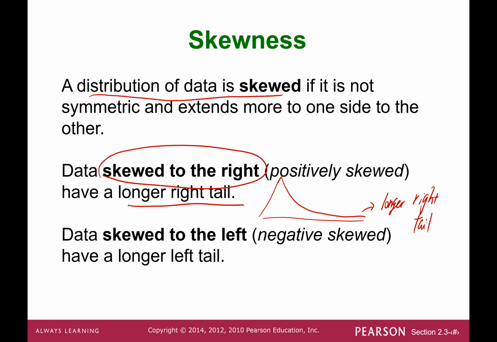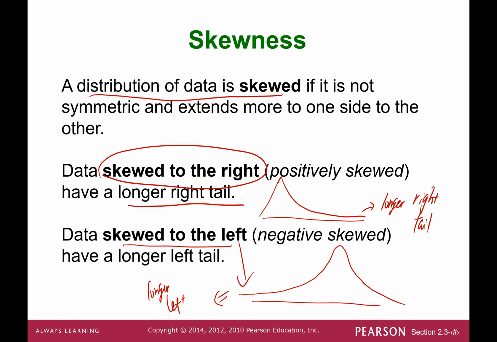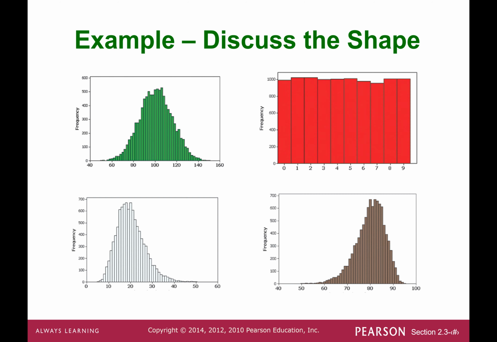Okay, and then we also have a skew to the left, something like this. So you've got a longer tail on the left. So this is skewed to the left, longer left tail. And again, we can see that most of the data will be located on the right-hand side of the center. That's what happens with the skew to the left.